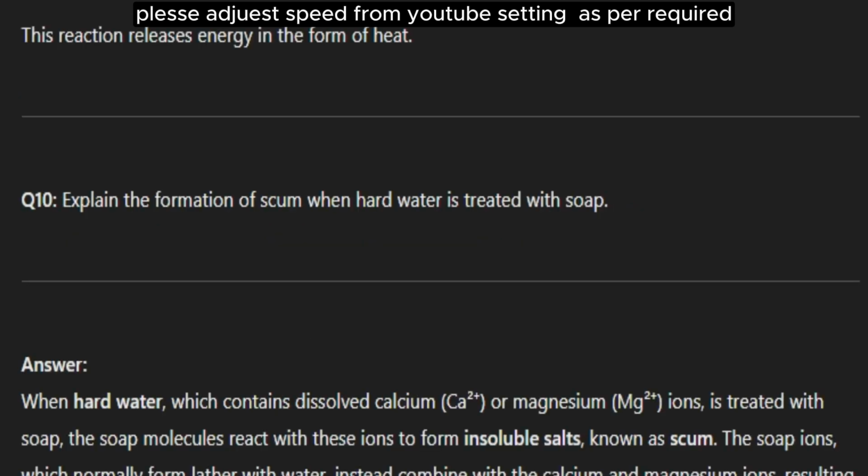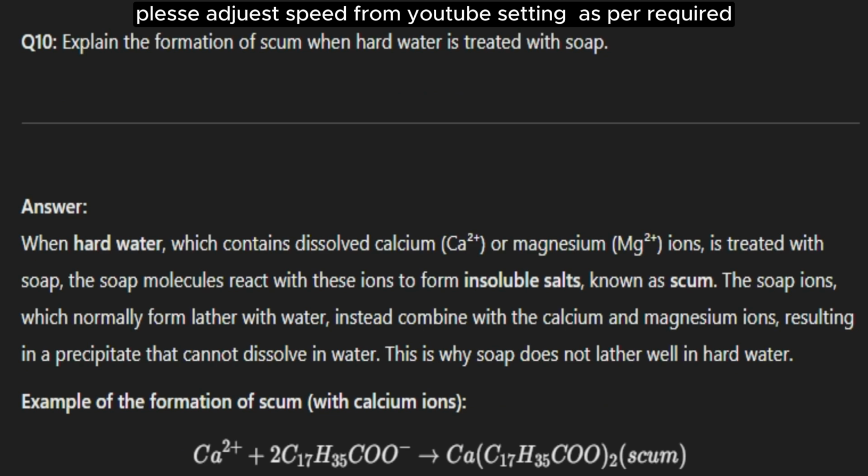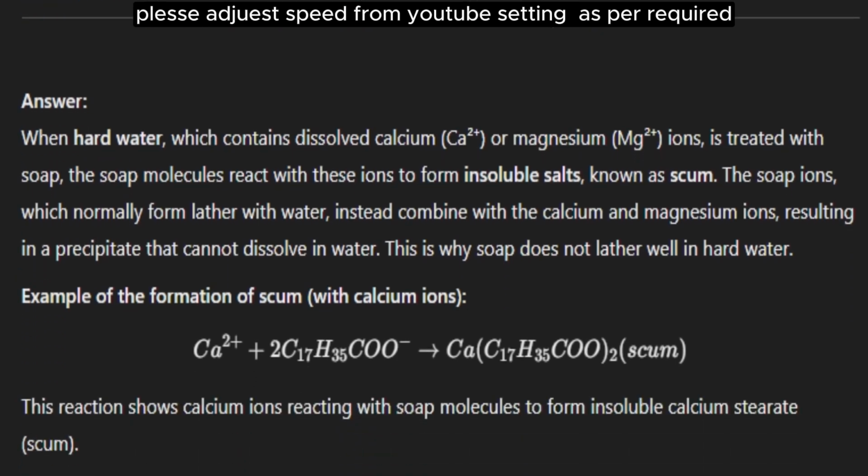Q10. Explain the formation of scum when hard water is treated with soap. Answer. When hard water, which contains dissolved calcium, Ca2+, or magnesium, Mg2+, ions, is treated with soap, the soap molecules react with these ions to form insoluble salts, known as scum. The soap ions, which normally form lather with water, instead combine with the calcium and magnesium ions, resulting in a precipitate that cannot dissolve in water. This is why soap does not lather well in hard water.